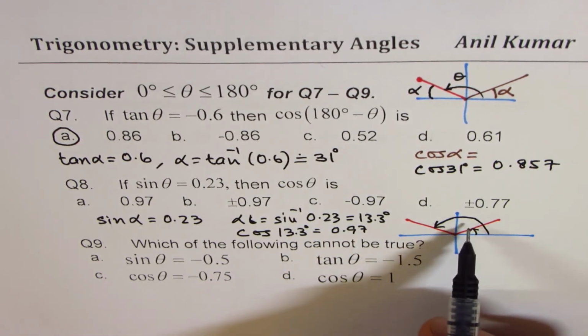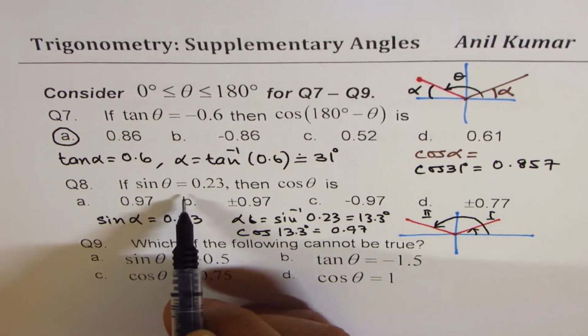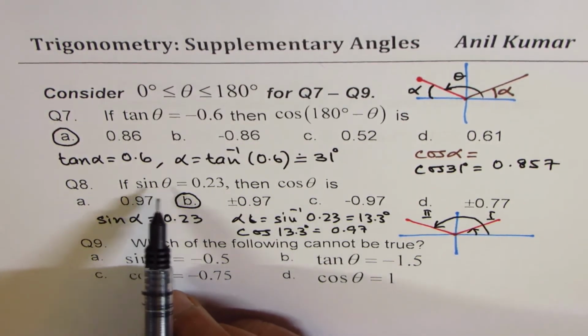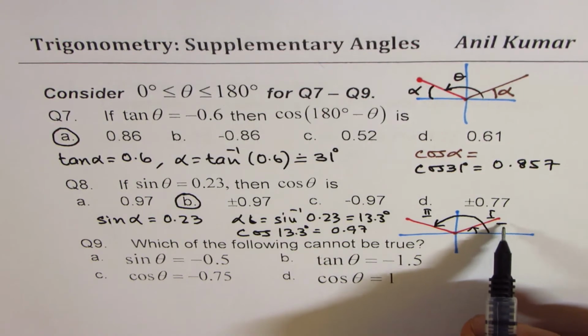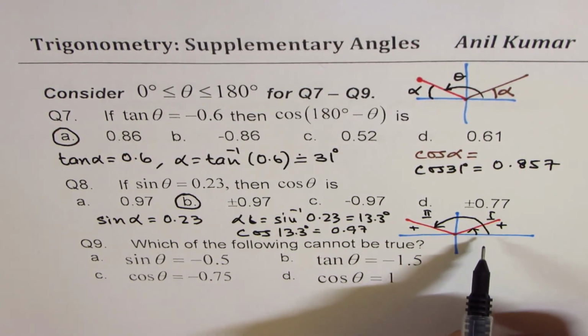Since we are looking for quadrant 1 as well as quadrant 2, we have two answers. It matches with option B. I hope the steps are absolutely clear, right? So sine is positive in both these quadrants, and therefore we have two answers. There could be two values for theta.